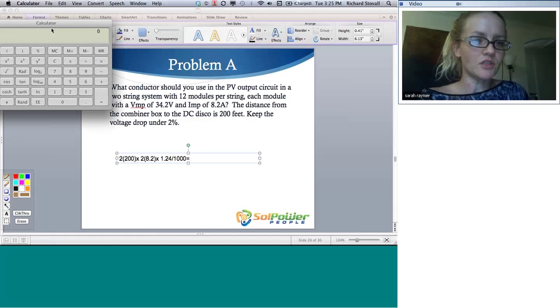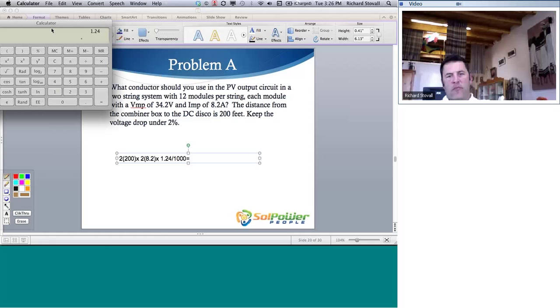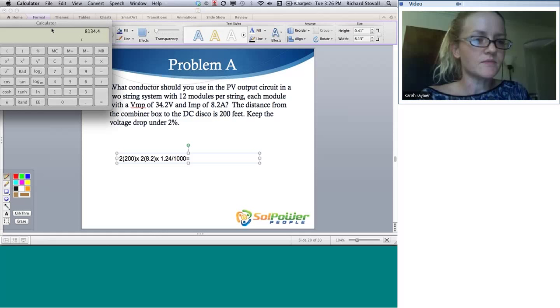So I've got 2 times 200 times 2 times 8.2, which I know is 16.4. Then I've got to multiply that by the ohms per kilofoot, 1.24. I'm going to divide that by 1,000. I did that last time, I hit the zero too many times. Sorry.